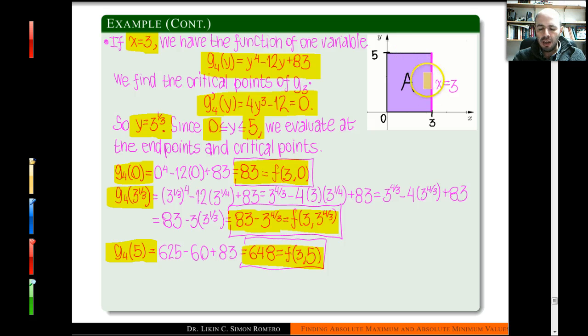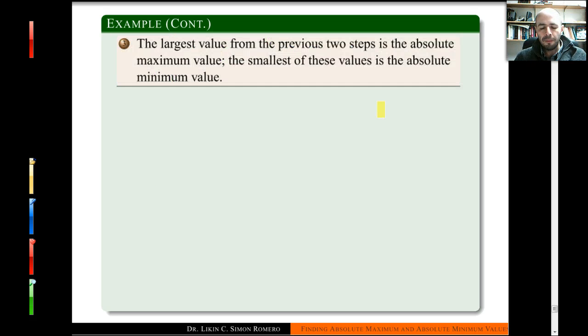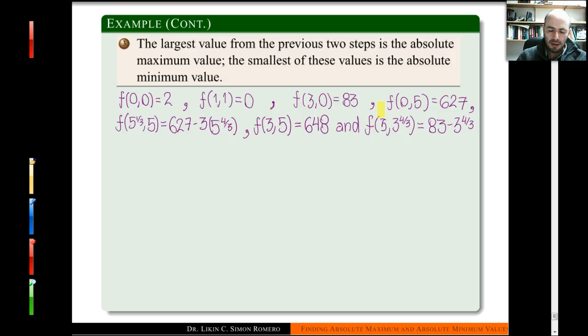Notice that, if you're in a calculus class, you do have to do all this process because sometimes the absolute max and the absolute min are not going to be in the corners. It's a common mistake to think that the corners are the only thing that you need to evaluate, and that's not the case. You have to evaluate the critical points of the function f and the critical points of each of the individual functions in the boundary. So the largest value from the previous two steps is going to be the absolute maximum value, and the smallest one is going to be the absolute minimum value.